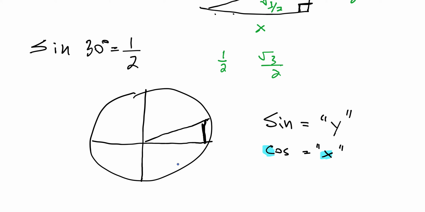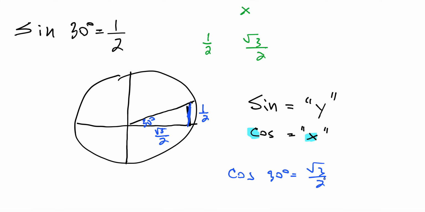Which is 1/2. So that tells me that this is 30 degrees. This is 1/2, but it doesn't obviously look longer than this one. So this length right here is √3/2. Since I know that this is the cosine length, I know that the cosine of 30 degrees is √3/2, which is 0.8, right? And the sine of 30 degrees is 1/2.